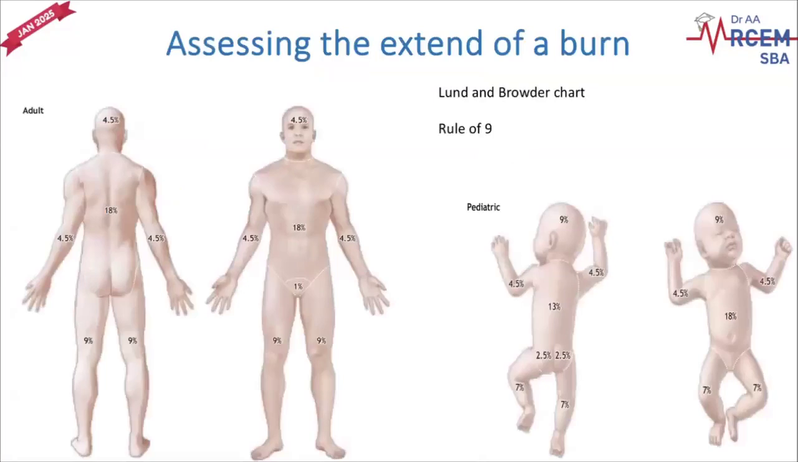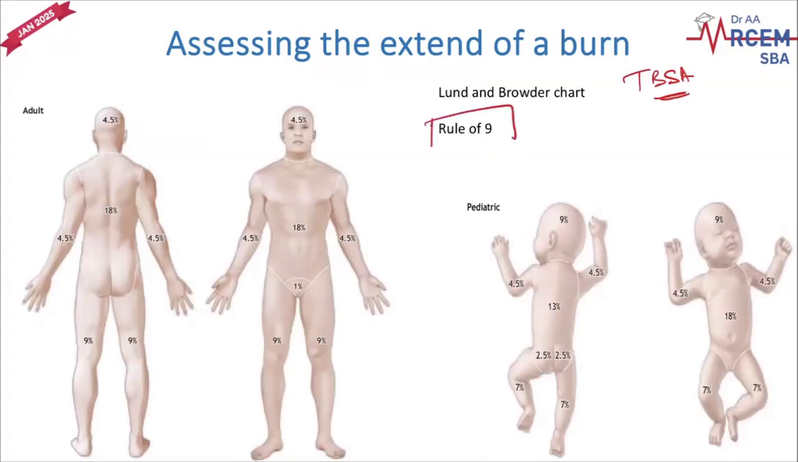Then you need to calculate the extent of burns, because we usually resuscitate with fluids in burn patients because there will be a significant amount of fluid loss. To resuscitate, we use the Parkland formula. In the Parkland formula, the total body surface area which is burnt is required. So you need to know what percentage of the body area is involved.